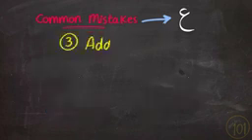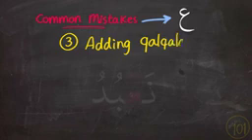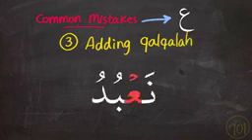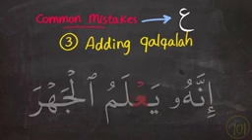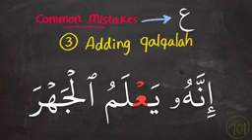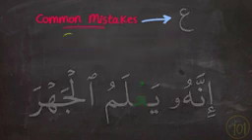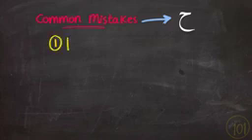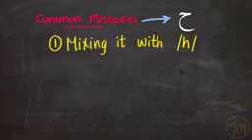Finally, adding qalqala to ayn with sukun, and it sounds like this: na'budu. innahu ya'lamul jahr. The ayn is not a qalqala letter. If it has sukun, then it is fully sakin, a pure consonant. Innahu ya'lamul jahr.